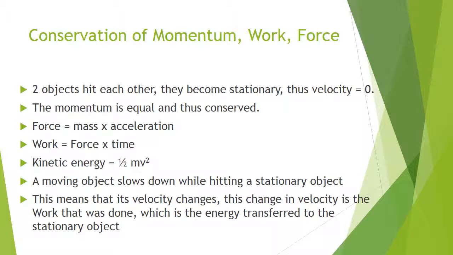Now if a moving object slows down while hitting a stationary object, let's imagine that somebody is driving a car and he crashes into a wall. The velocity of the moving object suddenly becomes zero. Therefore, the work which was done, the force of the car into the time, has all been transferred into the stationary object. So all that force has now gone into the wall. Don't forget, it even gets transmitted to the car and also the driver inside.